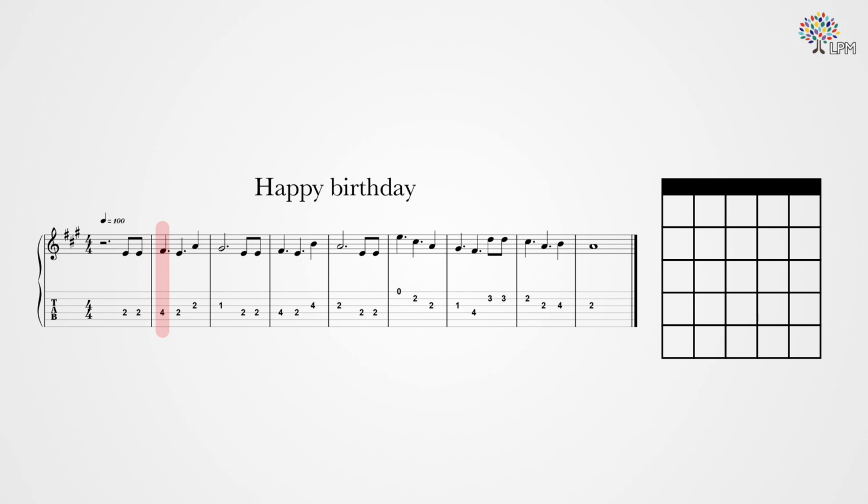Now sometimes you will see a number 0. For example, in the 6th bar over here, there is a number 0 on the 1st line. So a number 0 basically means play the open string. So don't press any of the frets, just play the open string as it is.